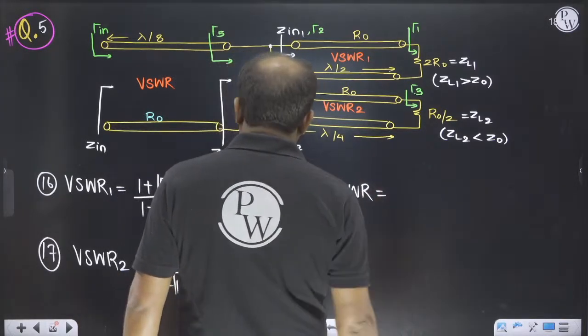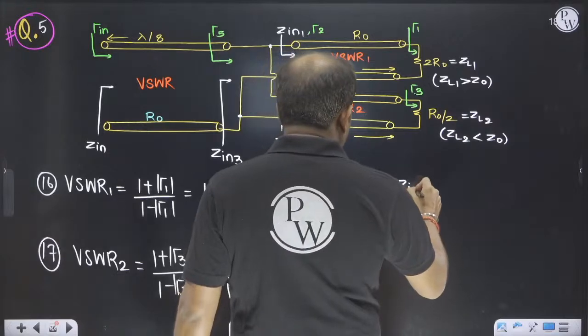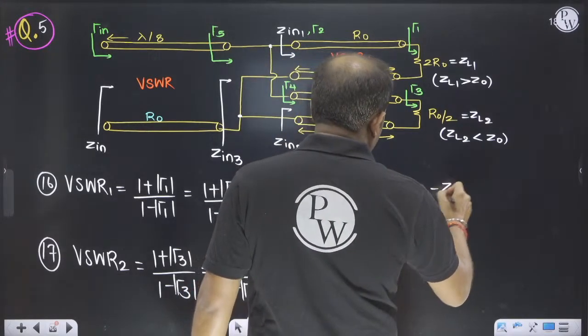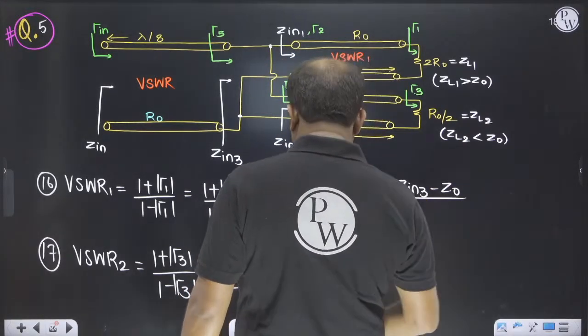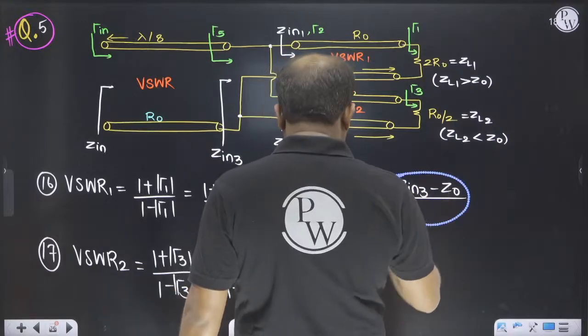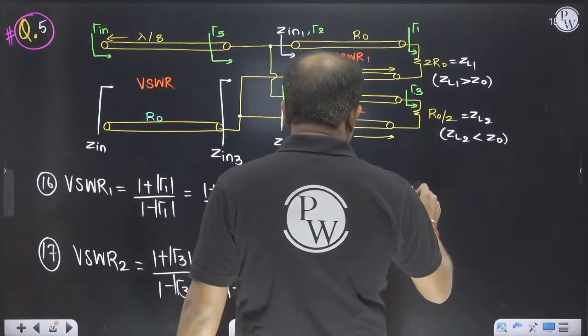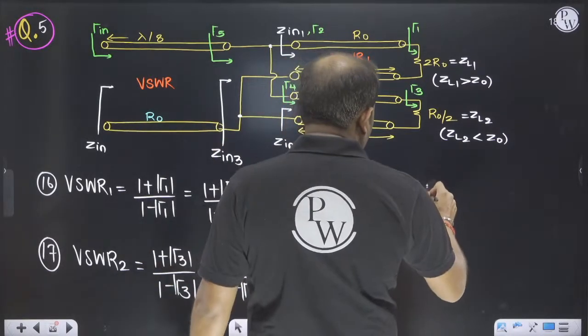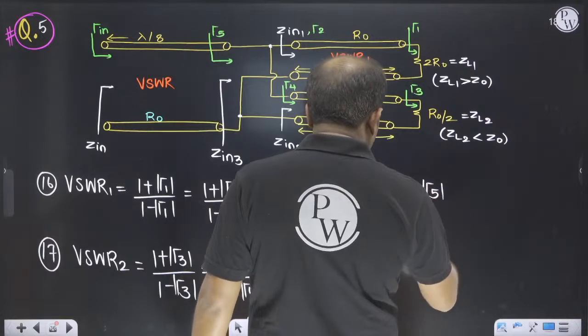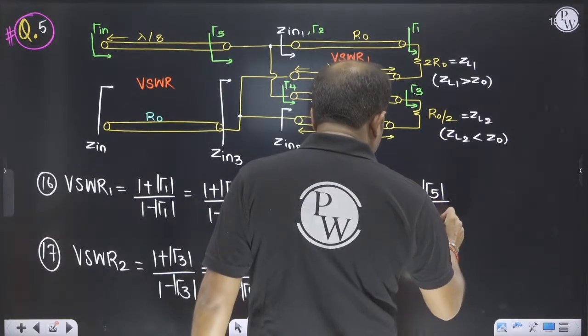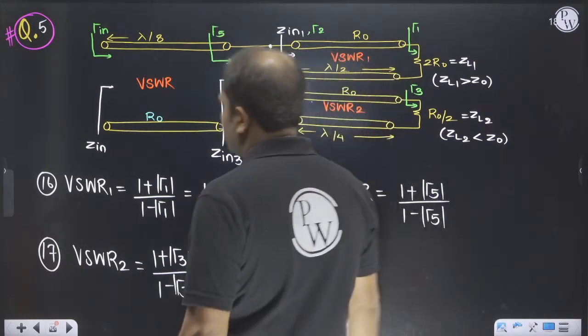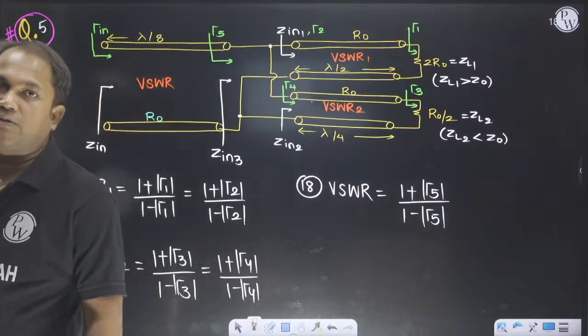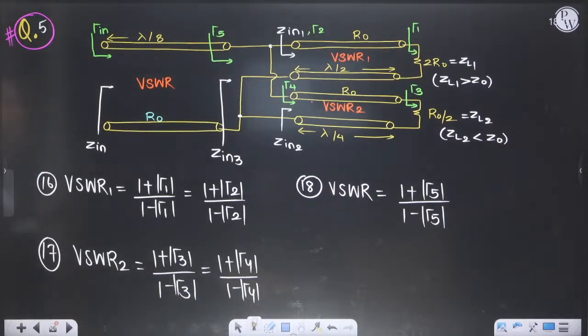So VSWR in terms of Z in 3 minus Z naught will be 1 plus mod gamma 5 upon 1 minus mod gamma 5. So this is the condition for VSWR.